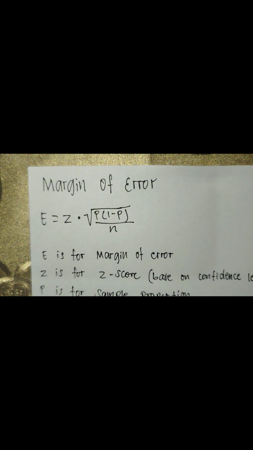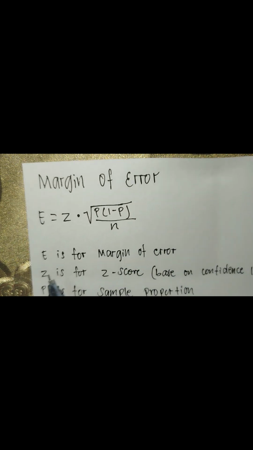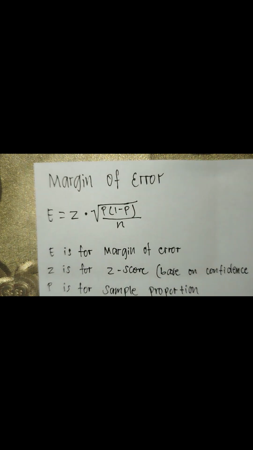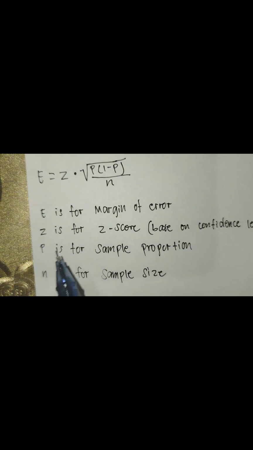So the formula of margin of error is E equals Z times square root of P times 1 minus P over N. So E is for margin of error and Z is for Z-score based on confidence level, and P is for sample proportion and N is for sample size.